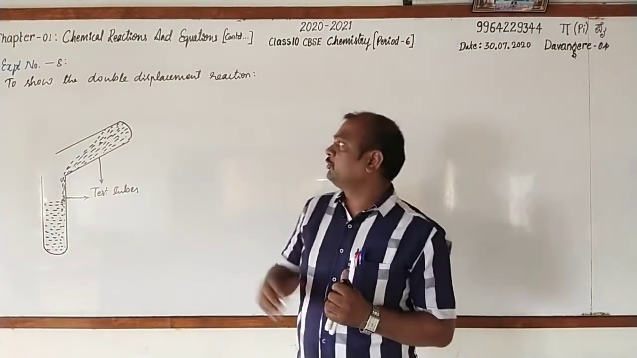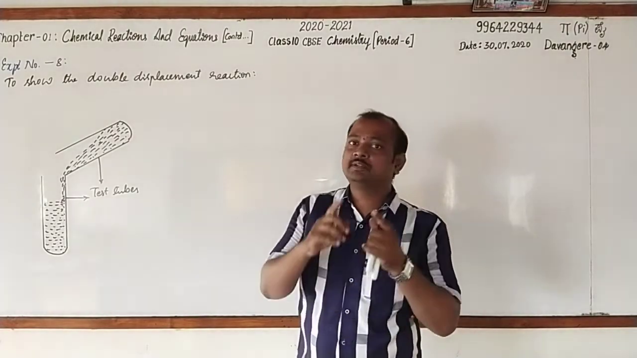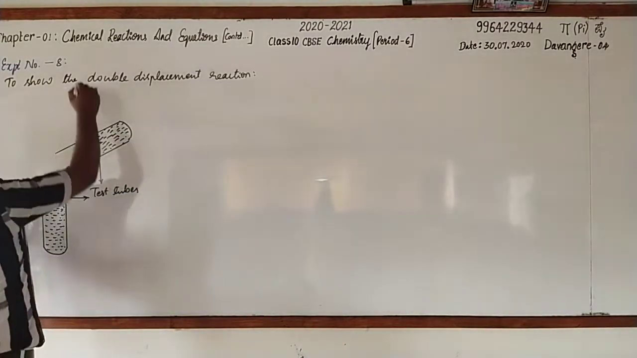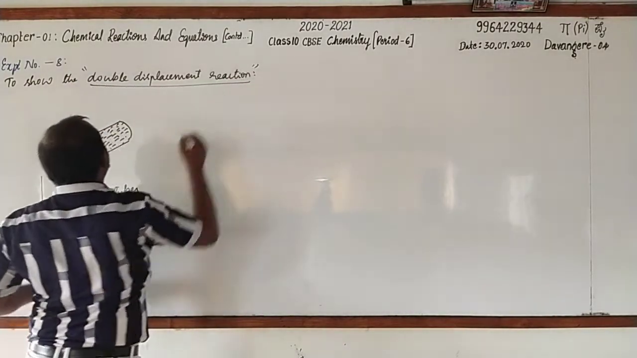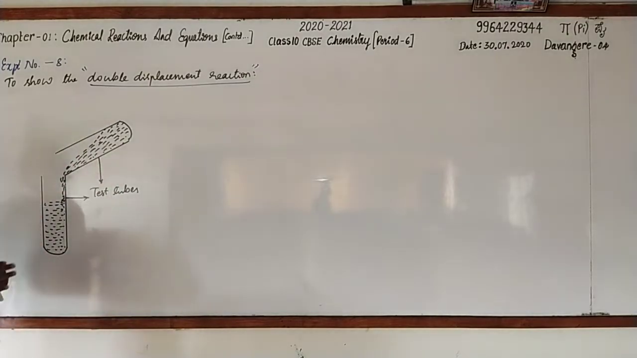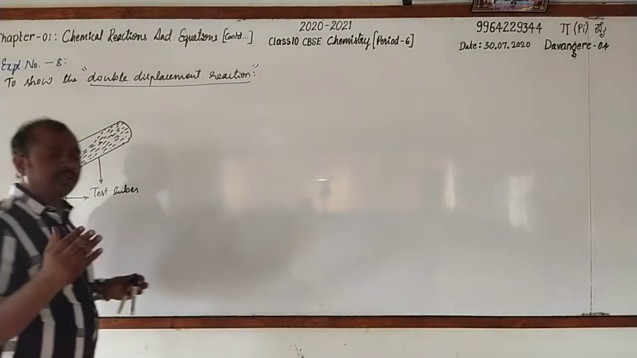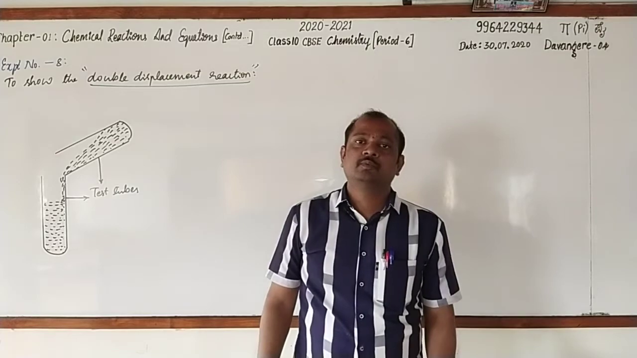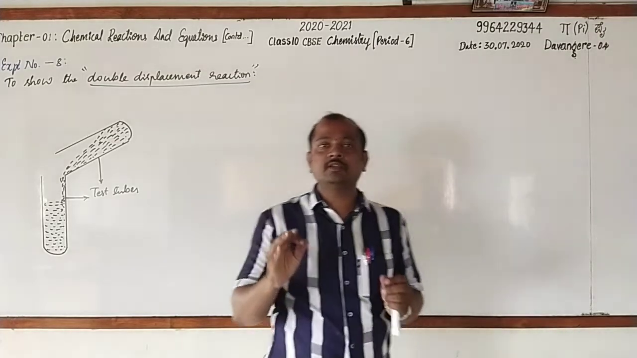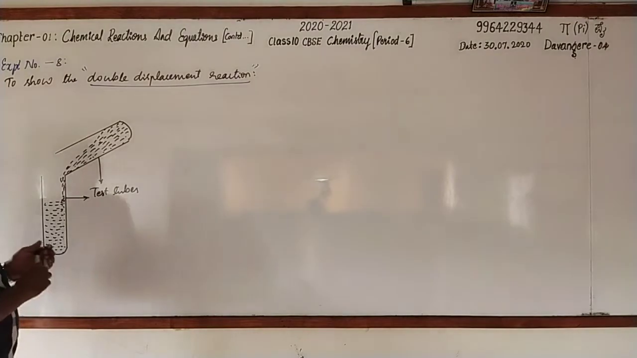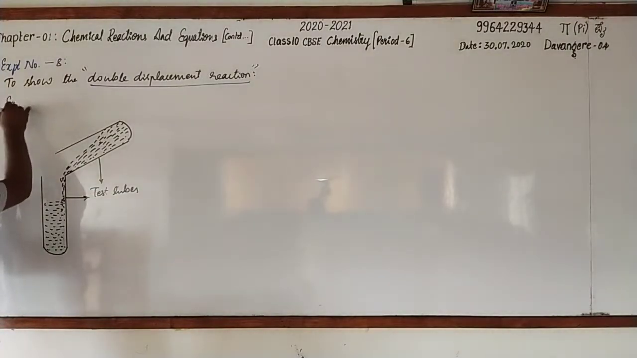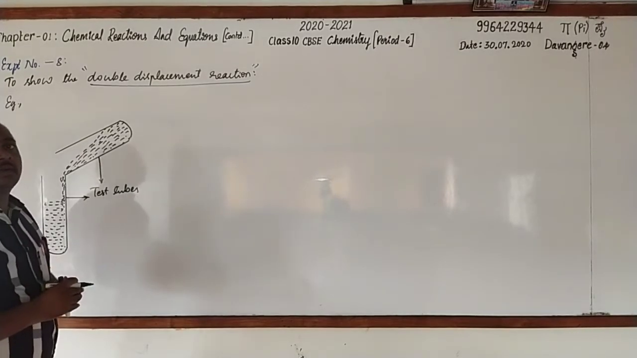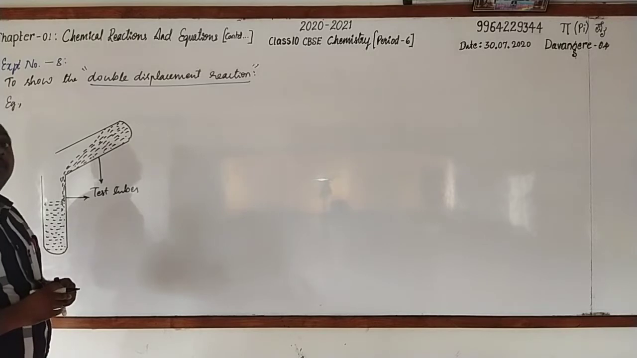Okay, dear students, now we are moving to another experiment, but this is related to the fourth type of chemical reaction, that is double displacement reaction. To show the double displacement reaction, they may ask you in the examination to explain double displacement reaction with a neat labeled diagram taking a suitable example. So here, for this reaction, I am going to take barium sulfate, sodium sulfate and barium chloride.